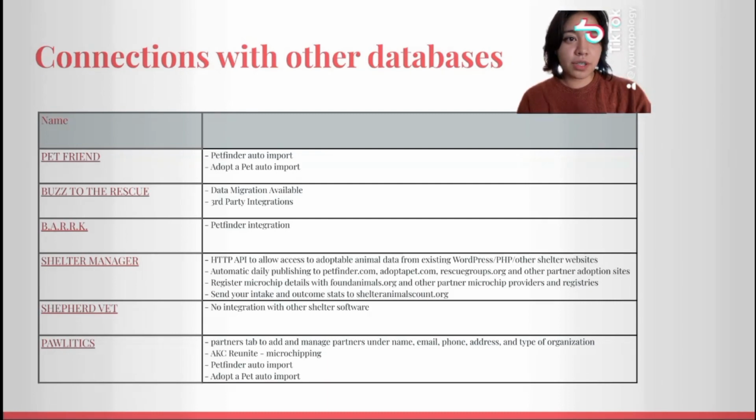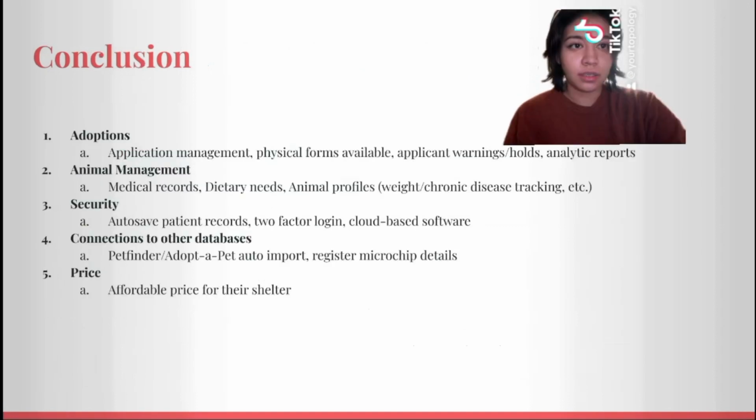But of course, besides trying to be like other software, connecting our information to different databases that can put out animal information seems very useful. It seems like a great way for our client to get business in. So from all of the research that our group and I provided, our client decided to go with 5 main priority requirements. These priority requirements are adoption management, animal management, security, connections to other databases, and the price.